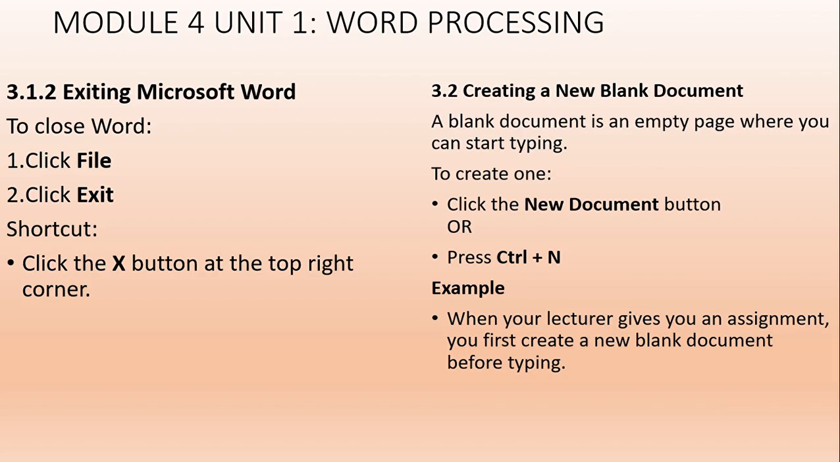So let's continue. Let's look at another idea, which is exiting Microsoft Word. If you want to exit it, you want to cancel it, you want to close it, how do you do it? To close Word, you click File. Once you click on File, you click on Exit, and the shortcut is given to us: click the X button at the top right corner. You want to exit Microsoft Word. Maybe you are done using it and you want to exit. How do you do it? You click on File. You click on Exit. Let me show us that.